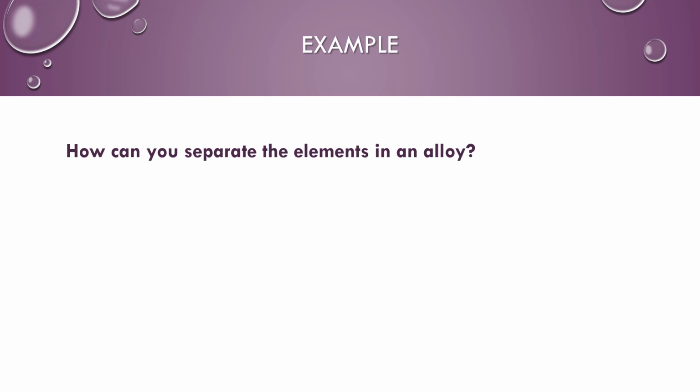Now let's think about this question. How can you separate the elements in an alloy? Remember that alloys are mixtures. They're mixtures of metals. Most of the time we think of mixtures, we can separate them using their physical properties. It becomes a little bit more difficult when you have an alloy because metals, they're forming a pretty metallic structure, right? They're metals. Their cations are mixed together, and the delocalized electrons are through them.